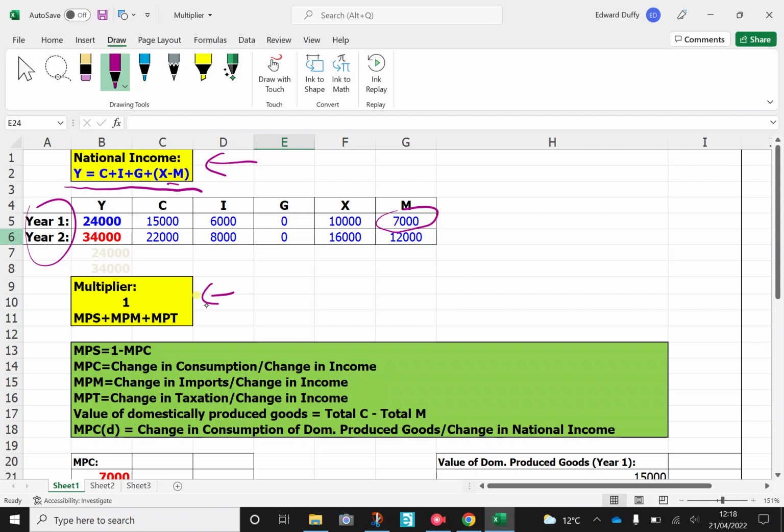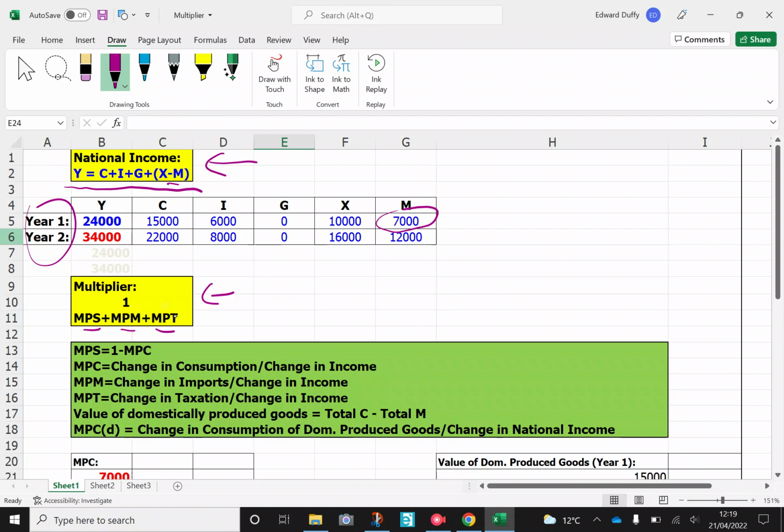The multiplier then is 1 over what are termed leakages. In other words, marginal propensity to save, marginal propensity to import, and marginal propensity to be taxed. They are all leakages from any injection that would occur in the economy. In other words, if a €100 million injection were put into the Irish economy, but all of it were saved, MPS in other words was 1, it would create no wealth. All of it would be saved, so you would create no wealth.